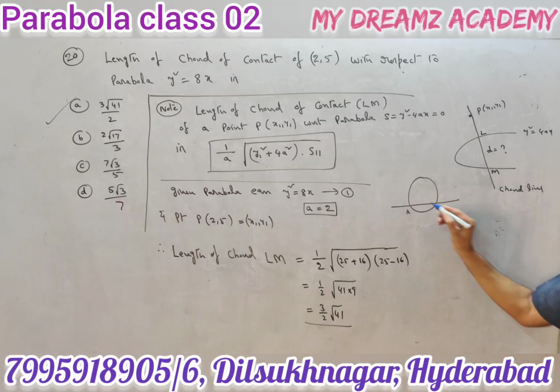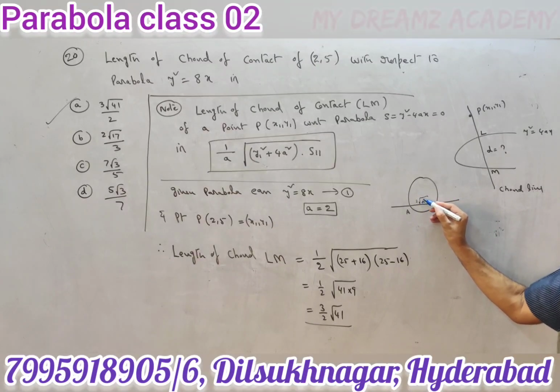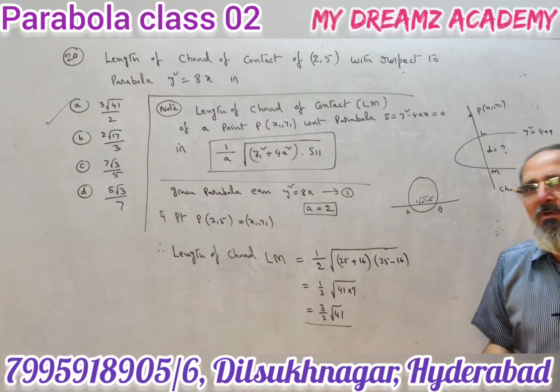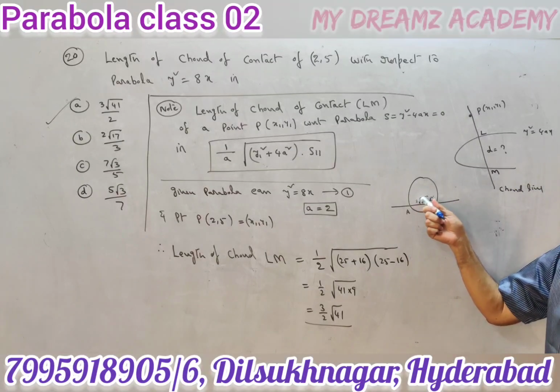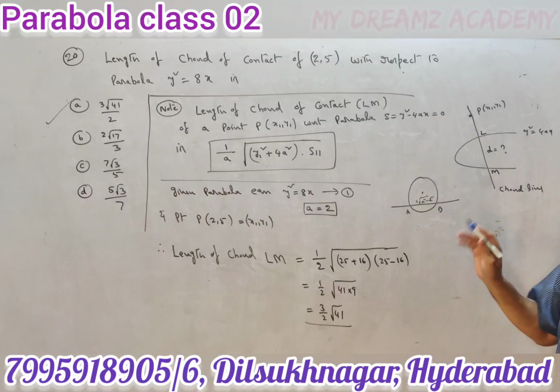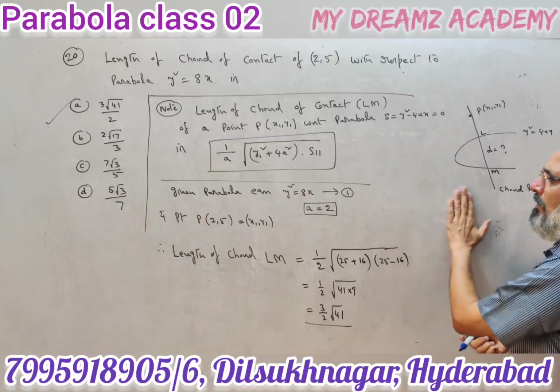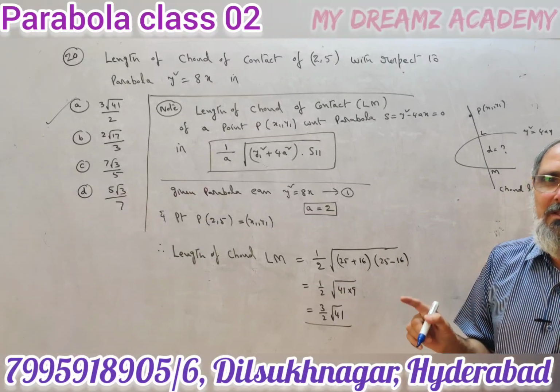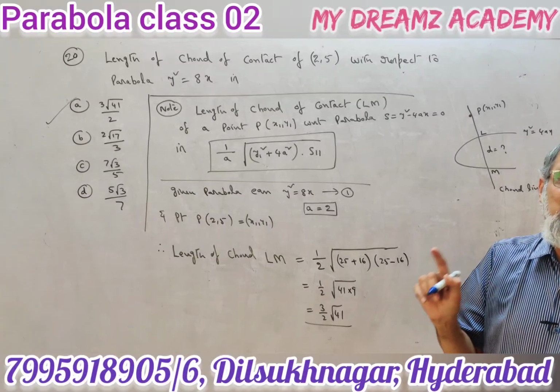The length of the chord is 2 root of (r square minus d square). We know the formula. R is the radius of the circle, d is the perpendicular distance from the center to the chord line. So whenever you want to find the length of a chord for a circle, the formula is 2 root of (r square minus d square).